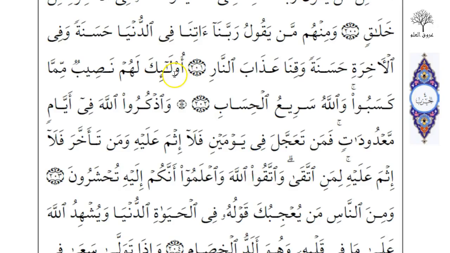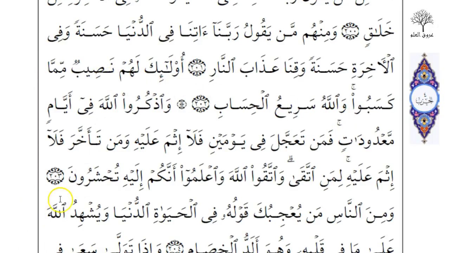Let's look at an example of what we just looked at, the difference between nasib and hadh. So you have أولئك لهم نصيب مما كسبوا. For them is a portion of what they've earned. In other words, a portion whether they've earned something which is good for themselves or something which is bad and evil for themselves. Allah says, لهم نصيب. Now if Allah had said hadh here, it would have been positive. لهم حظ مما كسبوا, they would have had something good of what they've earned. So the word nasib is used here.